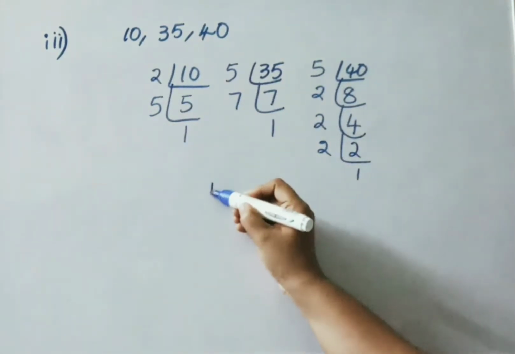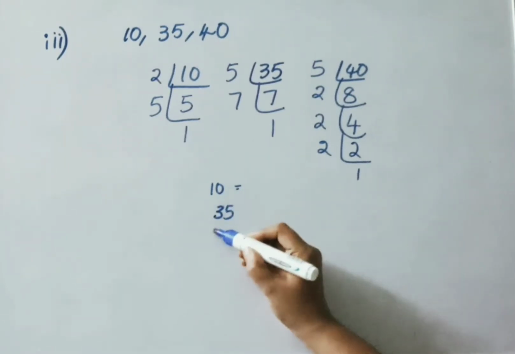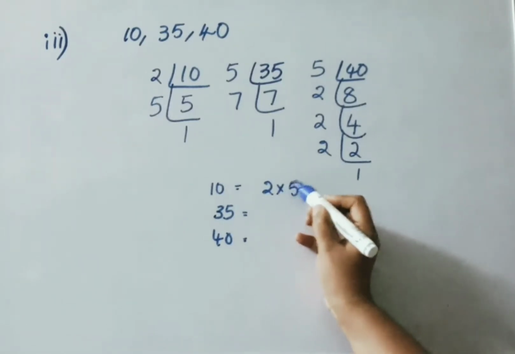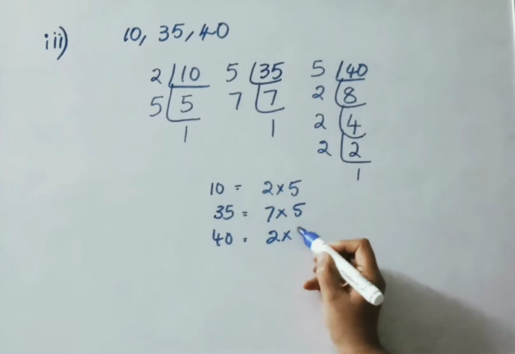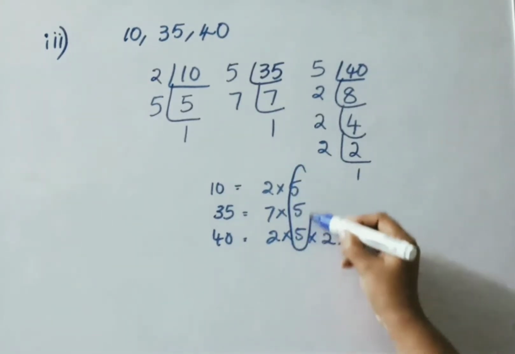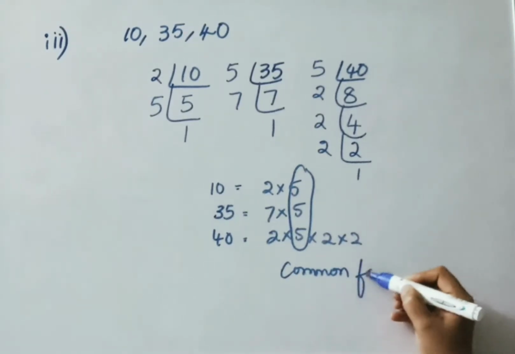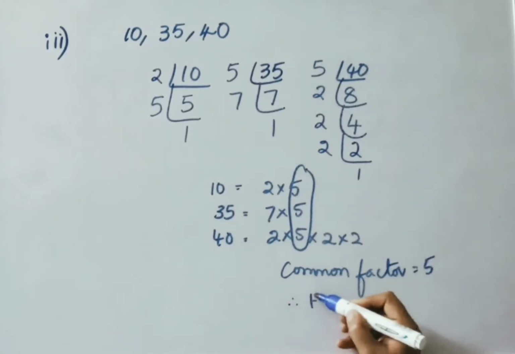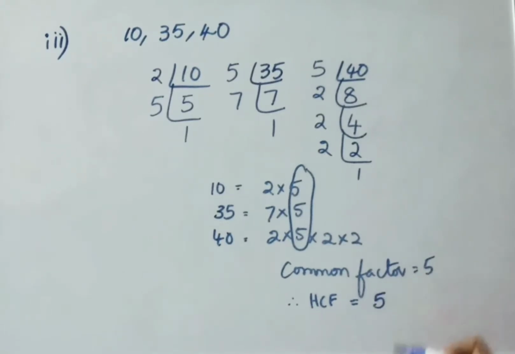Now let us write their prime factors for 10, 35 and 40. 2 into 5, 5 into 7, 2 into 5 into 2 into 2. Take the common factors. Common factor is here 5. Therefore, HCF of 10, 35 and 40 is 5.